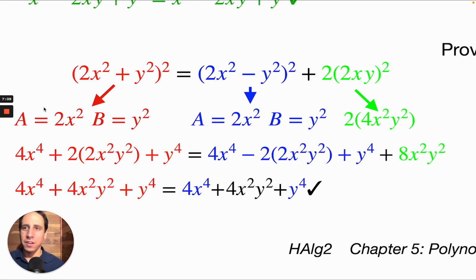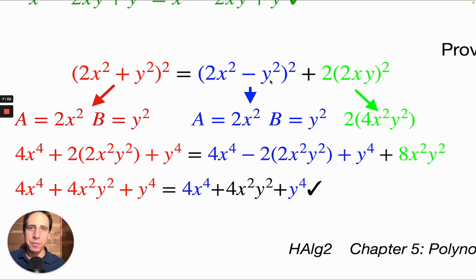So here, a is equal to 2x squared, b is equal to y squared. That means this is a squared plus 2ab plus b squared. Okay, then if I distribute the 2 here, 2 times 2 is 4. And that's this left side completely finished, no parentheses.